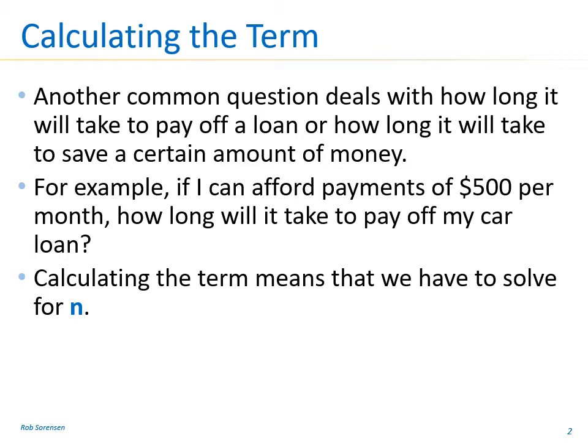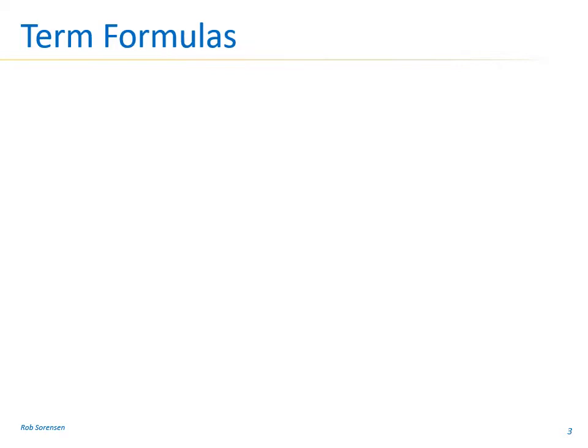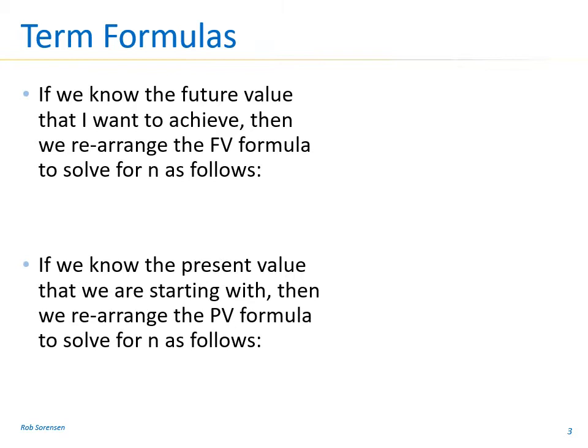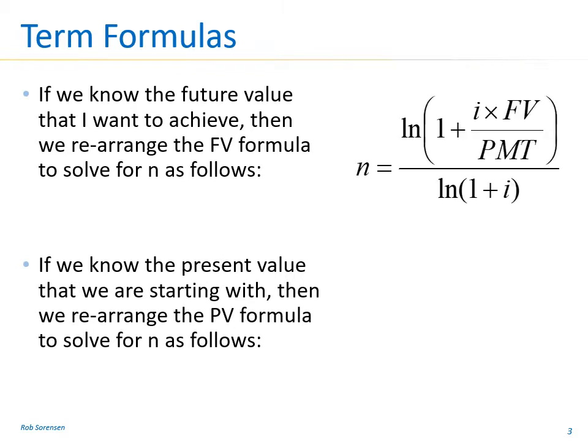If you remember from earlier in the course, when we tried to solve for n, it was the exponent, and that meant we had to move into logarithms, and that's what we're going to do next with our annuity formulas. If you know the future value that you want to achieve, we're going to rearrange the future value formula to solve for n, and it ends up looking like this. N is the log of 1 plus I times FV over payment, divided by the log of 1 plus I.